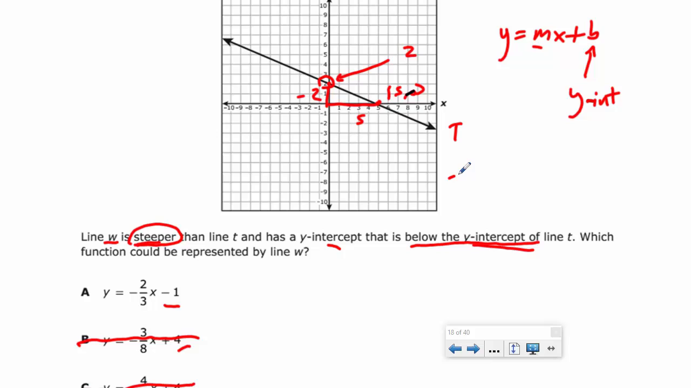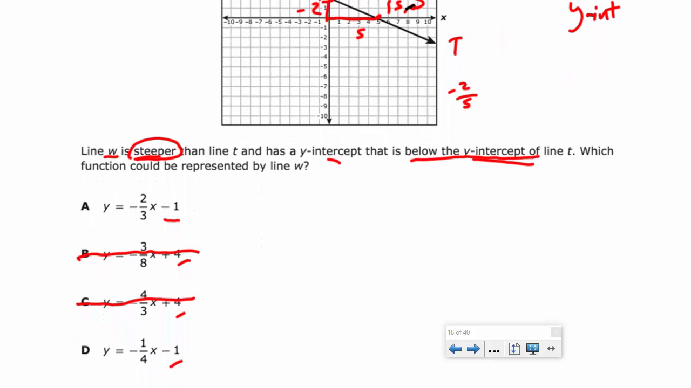So I'm going to say the slope of this is -2/5. That's not very steep, actually. And we have to find a fraction that's bigger than 2/5. Okay? So here's the real question. If I ignore the sign, which fraction, 2/3 or 1/4, is actually bigger than 2/5?